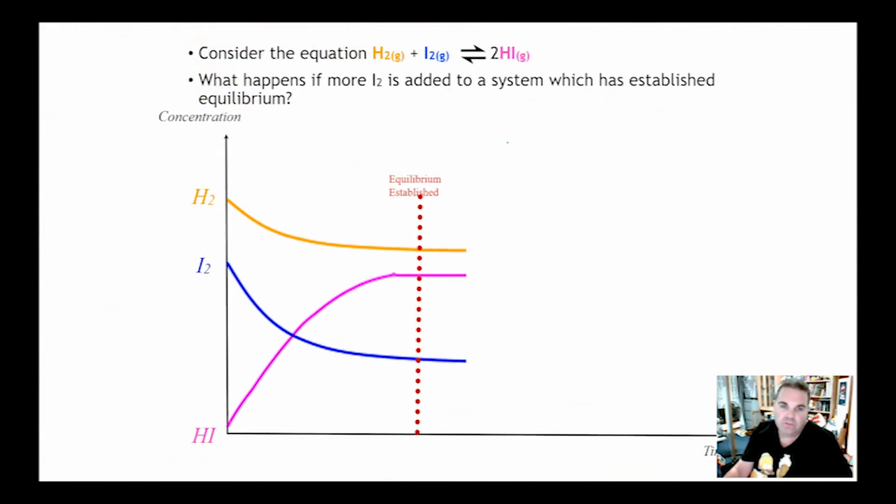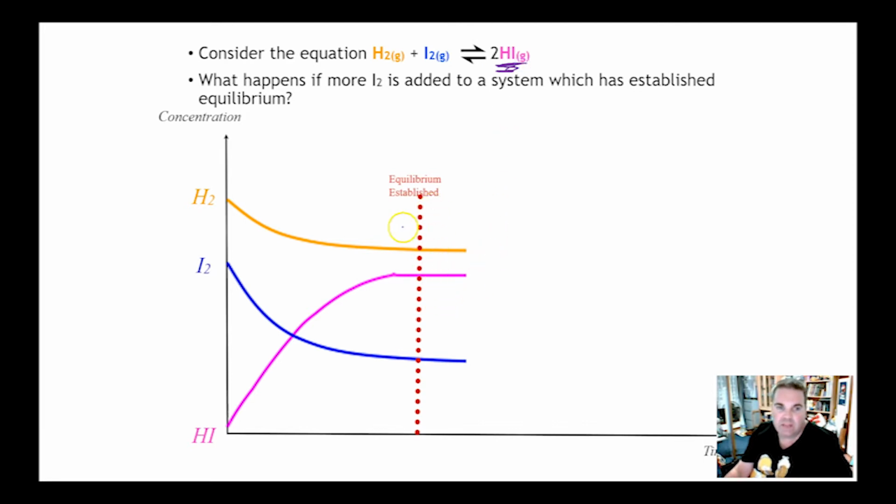Well, what we're going to try and do is draw this. So first of all, we're going to start off with the hydrogen, which is orange. Let's start off with the iodine, given that that is the one that is being added to the system. Unfortunately, in this drawing, I don't have a pink, so I'm going to go with a purple, which would be kind of close. So we're looking at the hydrogen iodide over here.